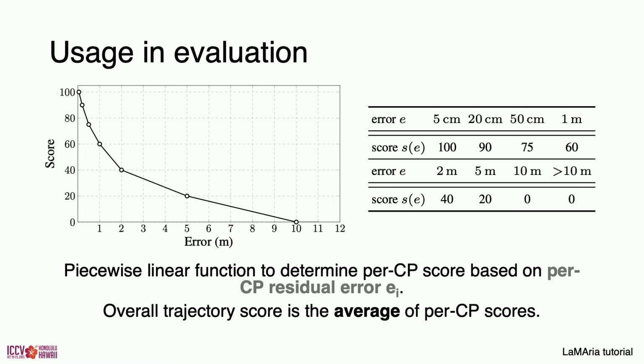Using these 5 error vectors, we can then assign a score based on the error vector itself. So if a control point has a very small error, it gets a higher score as per this piecewise linear function which we developed for our scoring. And an overall trajectory score is obtained as the average of all the per control point scores.